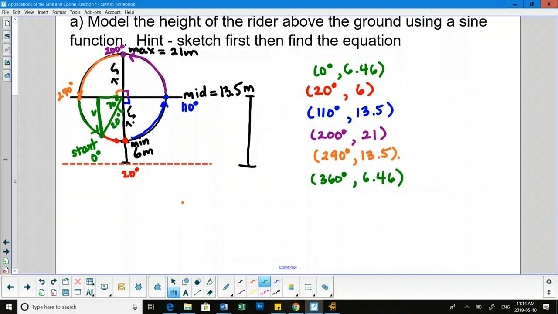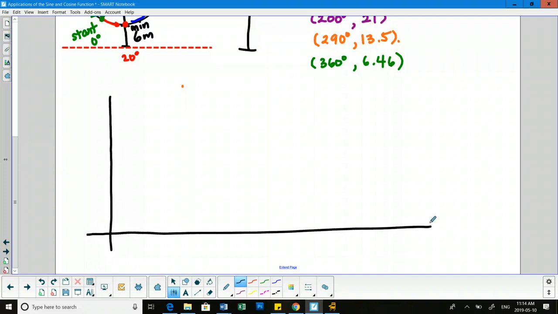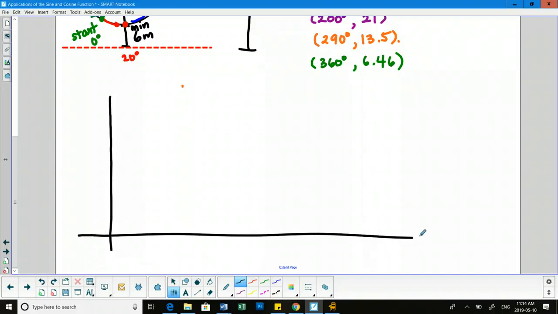Okay, so now all that's left for us to do is just draw a little sketch of our graph. So again, it's a rough sketch. I'm not interested in the negative part of this graph because I don't have any negative heights above the ground. So this is degrees and height above the ground.